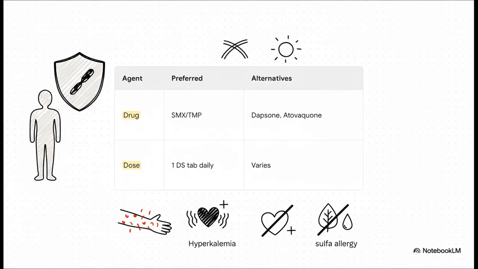The dose is simple: one double-strength tablet once a day. Now, if your patient has a sulfa allergy, you've got to know the alternatives, like dapsone or atovaquone, and always be on the lookout for the common side effects of SMX/TMP, like rash or high potassium levels.